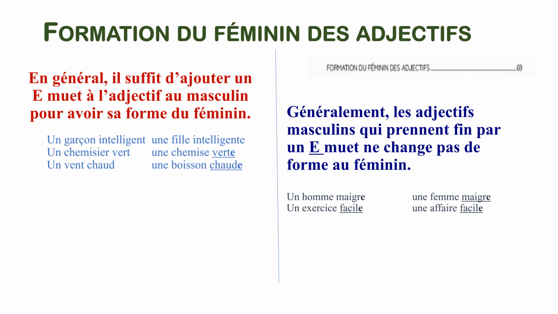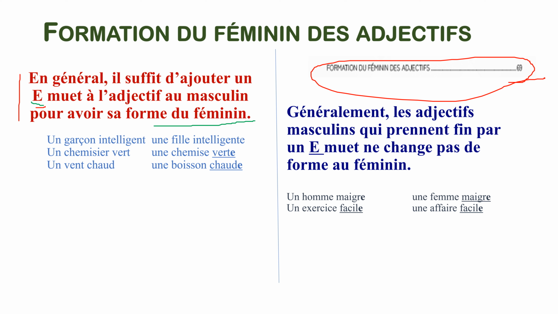So let's look at la formation du féminin des adjectifs. Okay, that would be on page 69 of the manual. What is the formation du féminin des adjectifs? It means, how do we get the feminine of adjectives in French? En général, in general, il suffit d'ajouter un E muet à l'adjectif au masculin pour avoir sa forme du féminin. All this is saying is, all you need to do is add an E, which is going to be silent, to the masculine adjective to have its feminine.